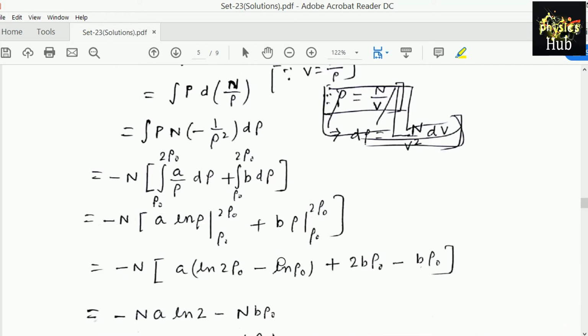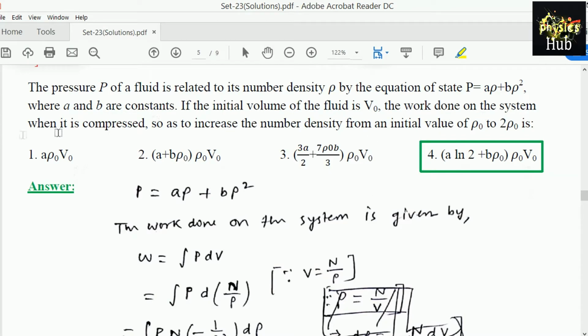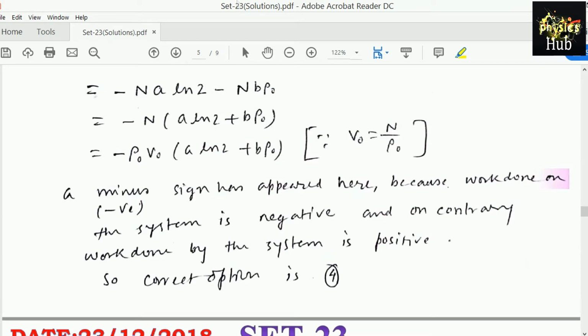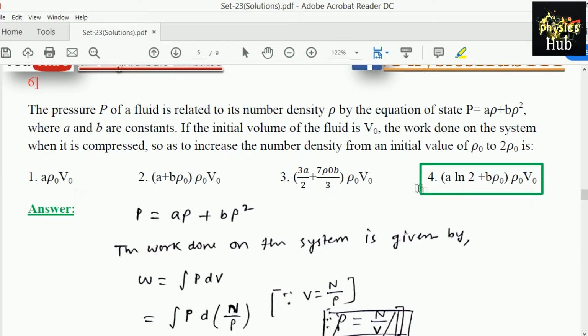As you can see, a minus sign has appeared here because the work is done on the system when it is compressed. As you know, when work is done on the system, the work done is negative. That's why a negative sign has appeared. But if you take the modulus, or the magnitude, then you will see this answer is matching with option 4. So, option 4 is the correct option.